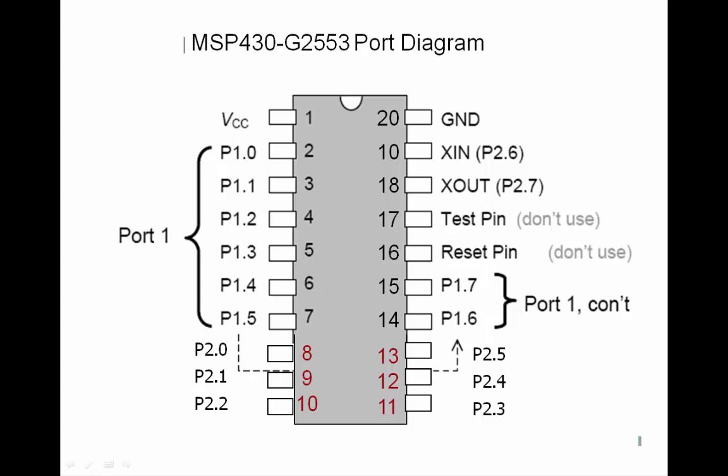This schematic diagram will also help you identify where the ports are on your MSP430 microcontroller chip. The red rectangles indicate the locations of the port 1 pins, and the blue rectangles the location of the port 2 pins.